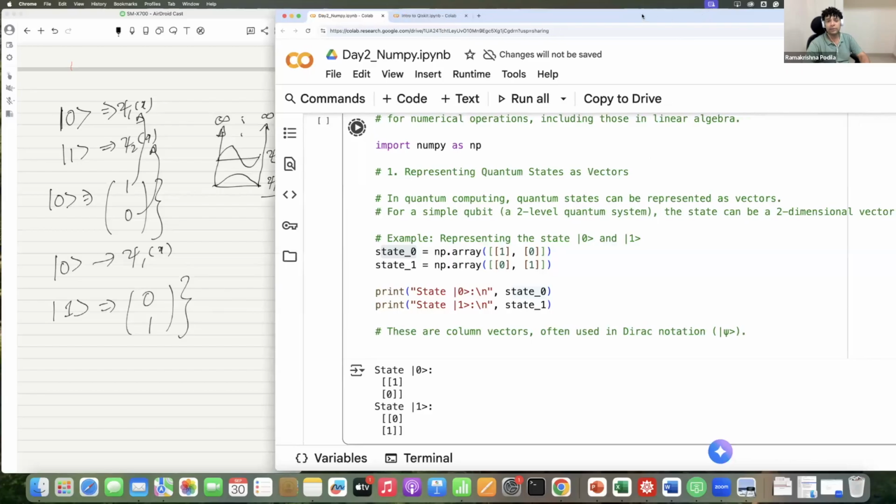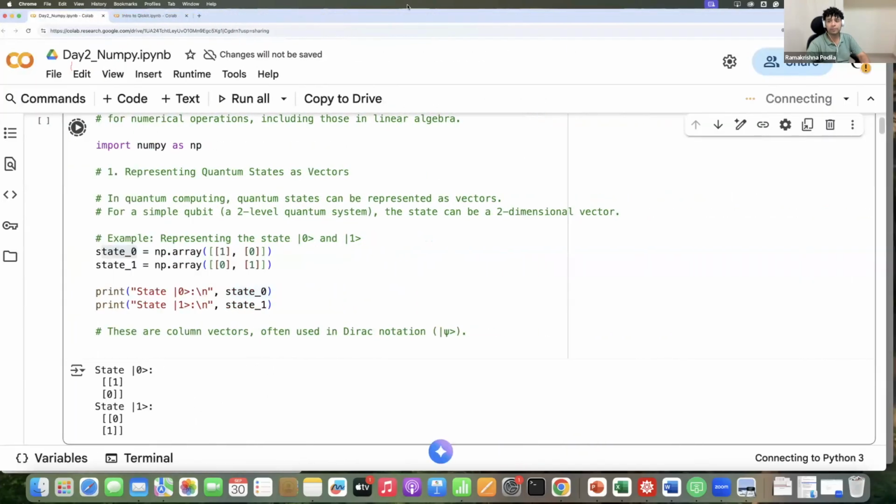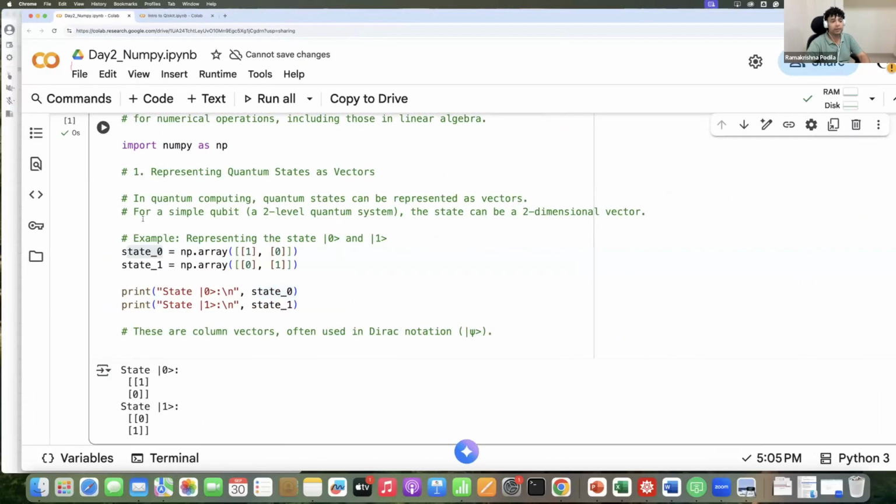It's connecting. Okay, so it connected, and then we get this 1, 0 and 0, 1, right? So that's pretty straightforward, right?